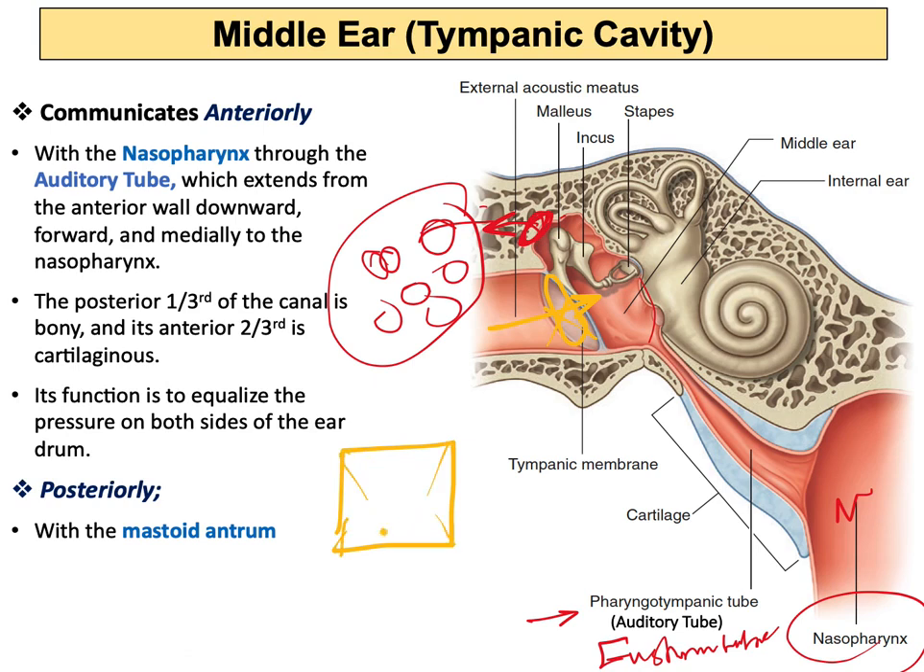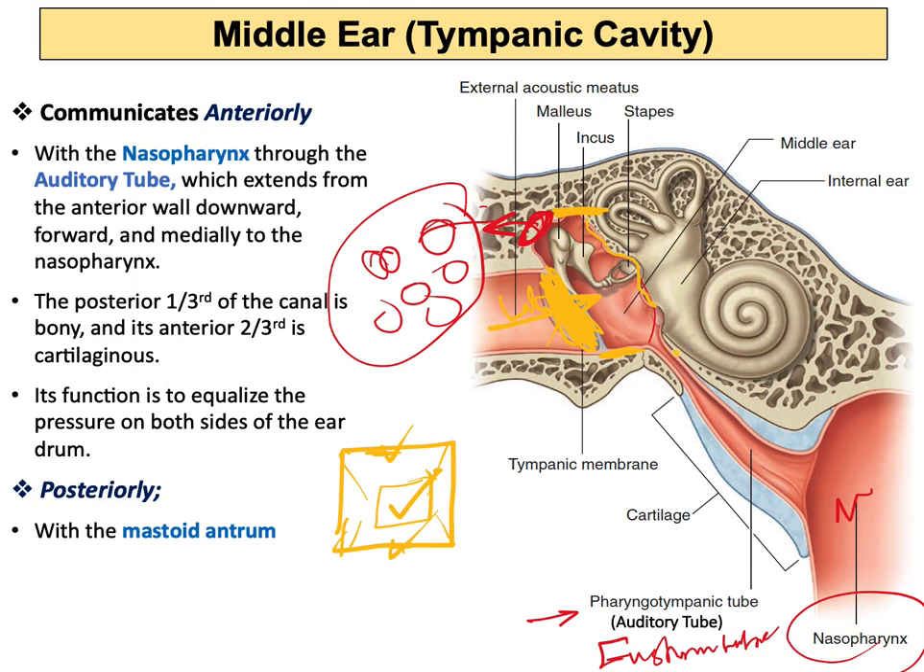So now this is the lateral wall of this room. We removed it, the eardrum. And if this is the lateral wall, of course, this is the medial one, that's in your face. While this is the roof and this is the floor.